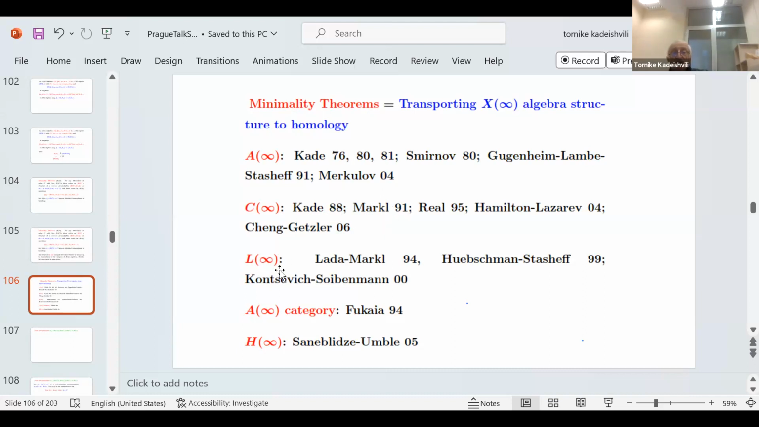In L infinity, Martin made this minimality theorem, transporting from normal Lie algebra to homology of Lie algebra. But L infinity, it was Tom Lada and Martin Markl. Hubschmann and Stasheff also did it. Kontsevich and Soibelman did it. And they used it in some factorization problem in physics.